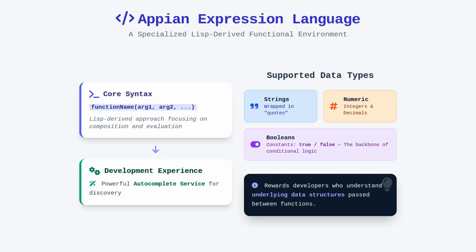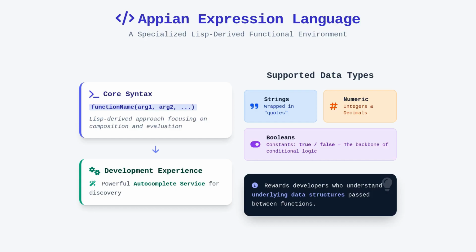If you have spent time in other programming environments, Appian's expression language will feel familiar yet specialized. At its core, the expression language works through function calls, which are structured as a function name followed by arguments encased in parentheses. You might recognize this as essentially a Lisp-derived syntax, where composition and evaluation of data are paramount.